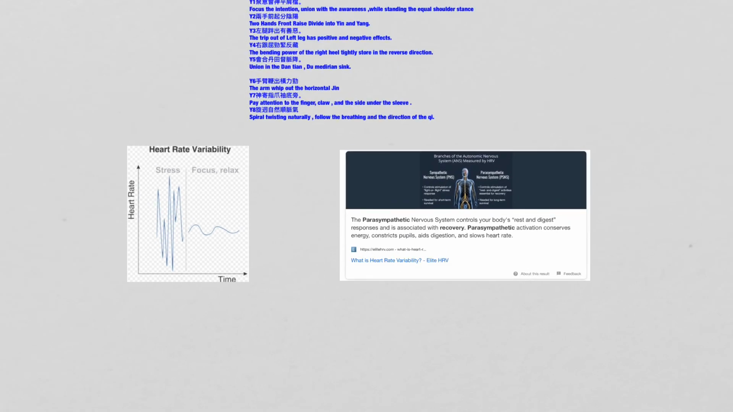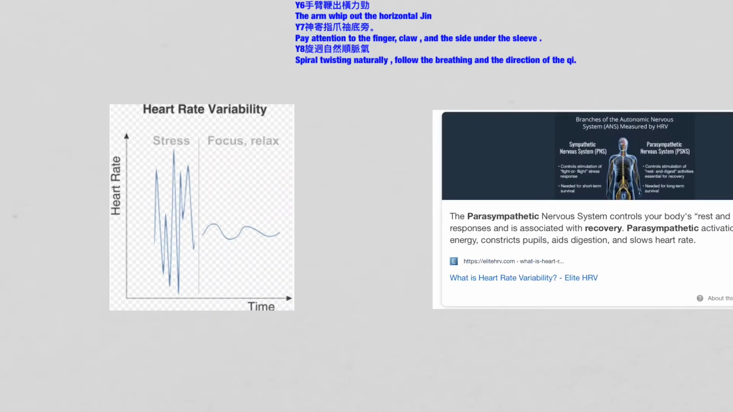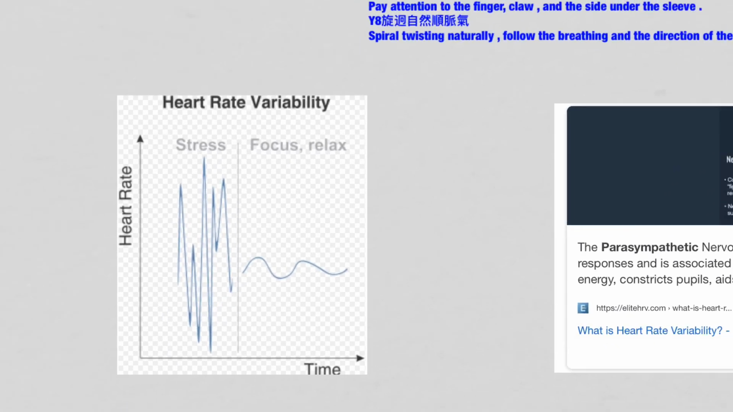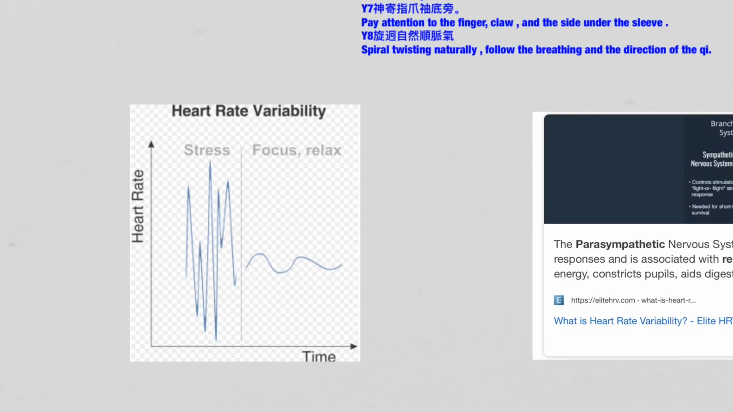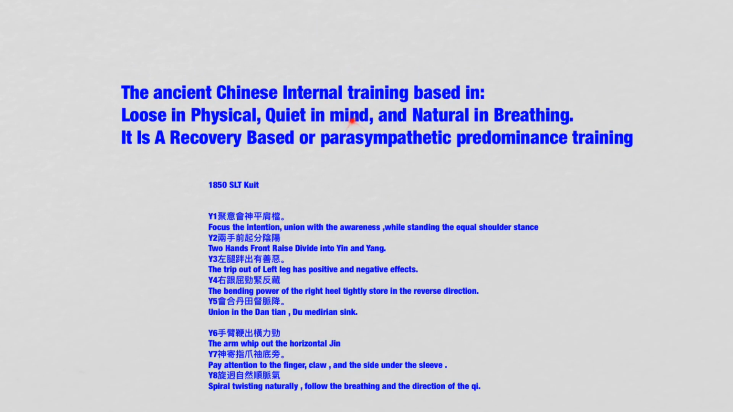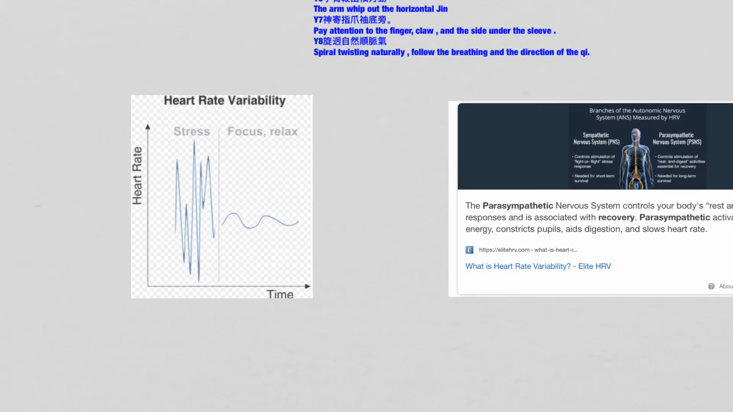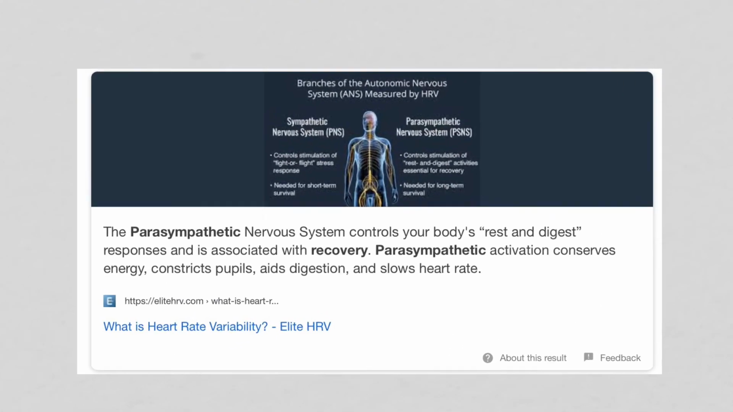And if you look into today's sports science, we can find that because one has this loose in physical, quiet in mind, and natural in breathing, one is able to handle the heart rate variability, to get into this focused, relaxed type of heart rate variability. See, this is heart rate, and you see how it varies in the focused and relaxed state, and in the stress state, how it jumps. If one really trains in loose in physical, quiet in mind, and natural in breathing, one can handle this. One can transfer from here to here. The term people like to use is, can your thing work under pressure? If one has that training, one is able to handle it. And as sports science we know today, you can verify by heart rate variability.